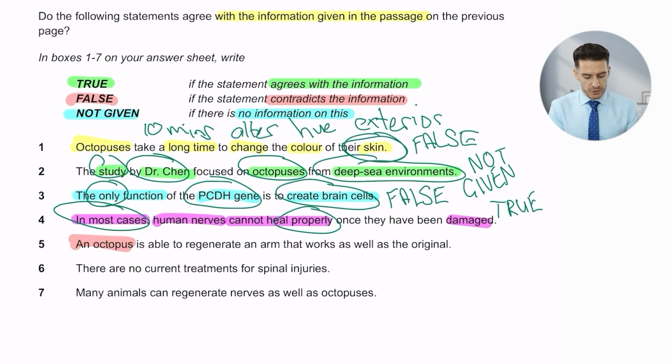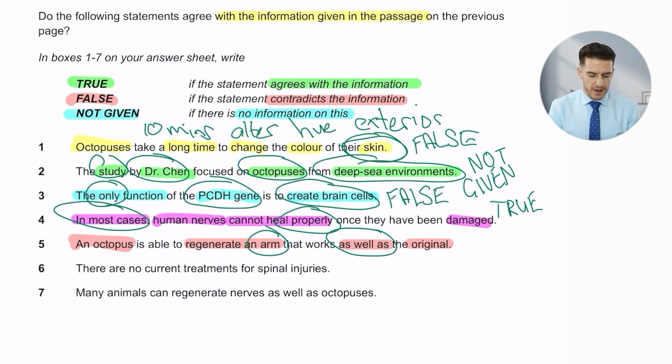We're not talking about humans. "Is able to regenerate an arm that works as well as the original." So a key thing there is arm, because they might talk about regenerating something else. So we've got to be careful. And "as well as the original" means it has the same capabilities, or it's equal to the original.